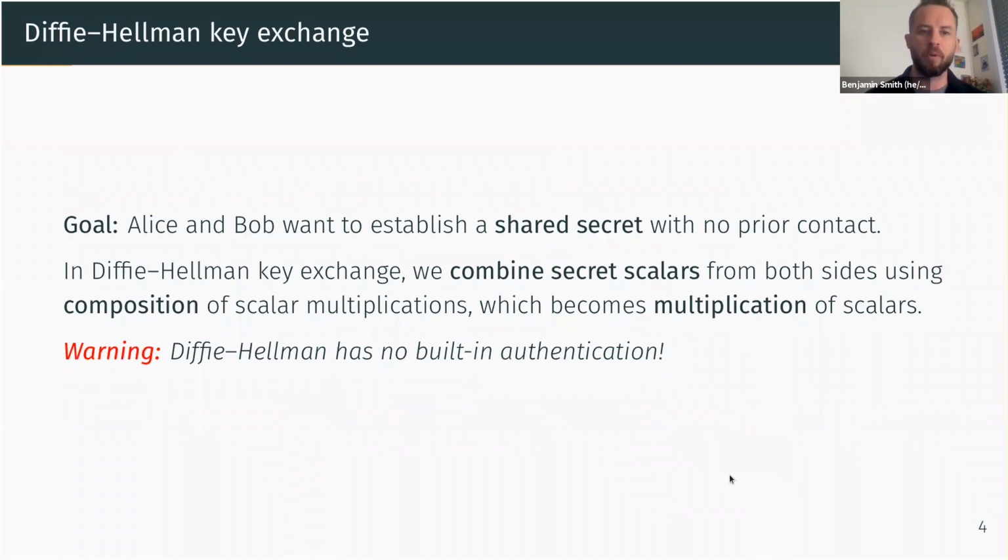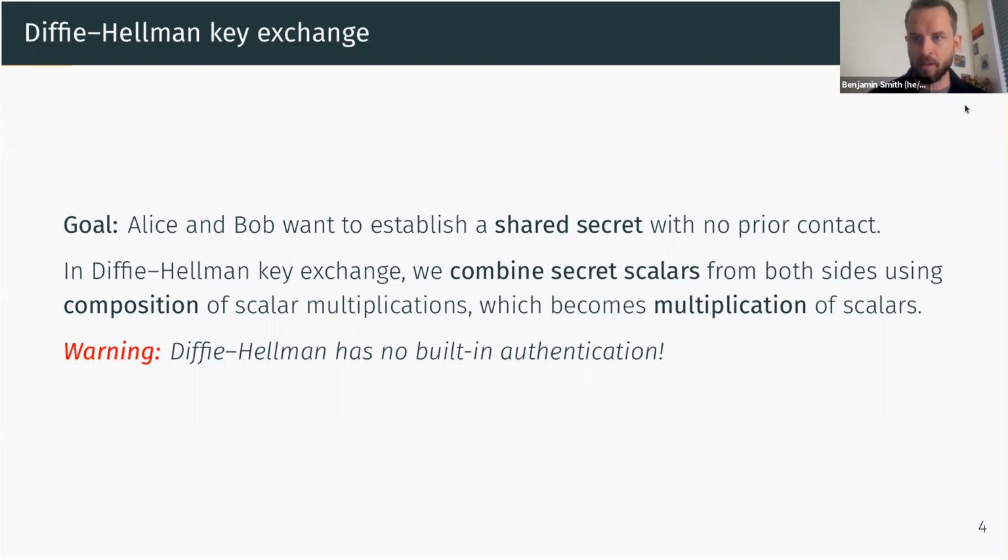So Alice and Bob want to establish a shared secret with no prior contact. In Diffie-Hellman, the idea is that they're going to combine their secret scalars from both sides. Alice and Bob both have a key pair, and they can see each other's public key. What they're going to do is combine the secret scalars using composition of scalar multiplications.